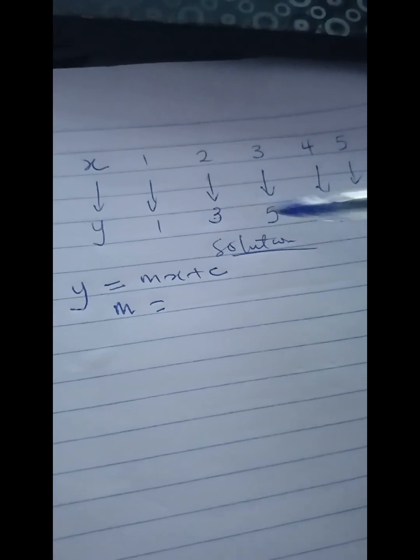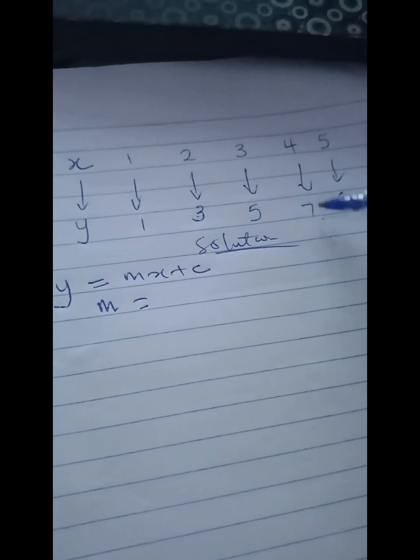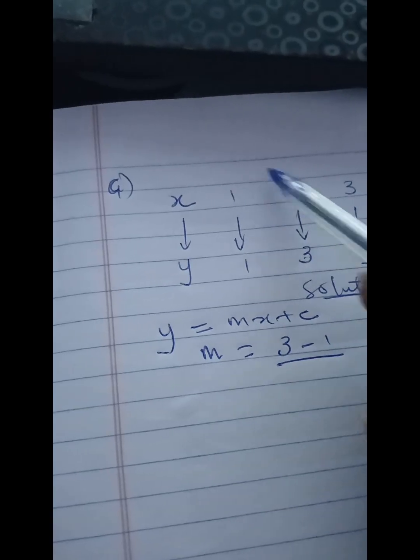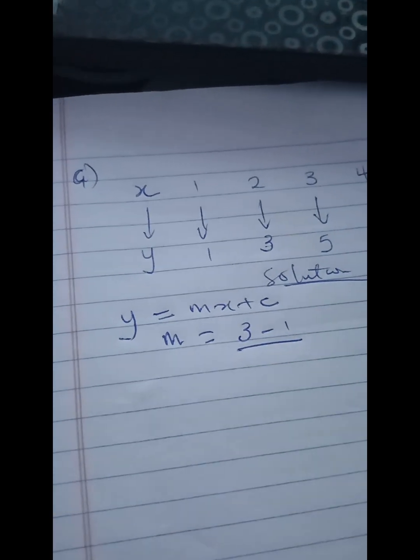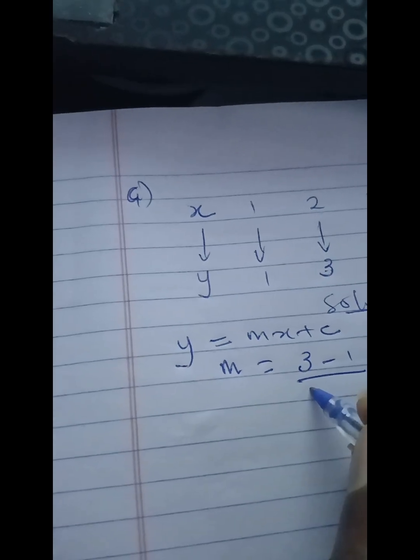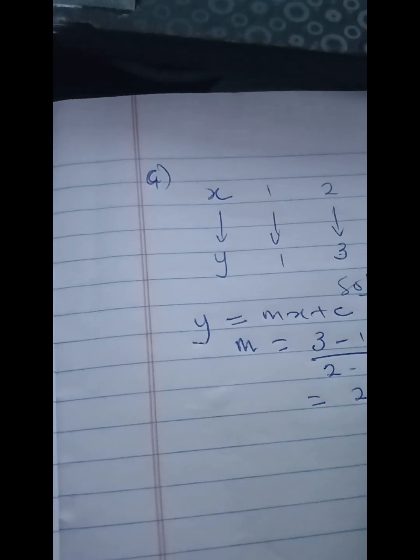That's 2. And 5 minus 3 is 2. 7 minus 5 is 2. We have 3 minus 1 divided by the difference in the domain. Now you realize that 2 minus 1 is 1. 3 minus 2 is 1. So it's 1 throughout. So that means our difference is, let's take the first 2. 3 minus 1 is 2, and 2 minus 1 is 1. So our m is equal to 2.